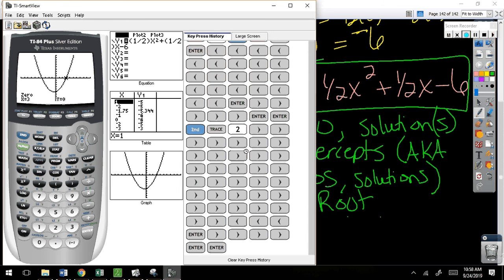Yeah, let me pause this just a second. I think it will help you a little bit. When we started talking about when the function is positive and when it is negative, it's positive when it's above the x-axis. It's negative when it's below the x-axis.